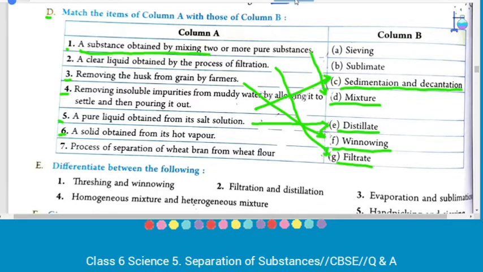Sixth one, a solid obtained from its hot vapor is called as sublimate. Seventh, the process of separation of wheat bran from wheat flour is called as sieving.